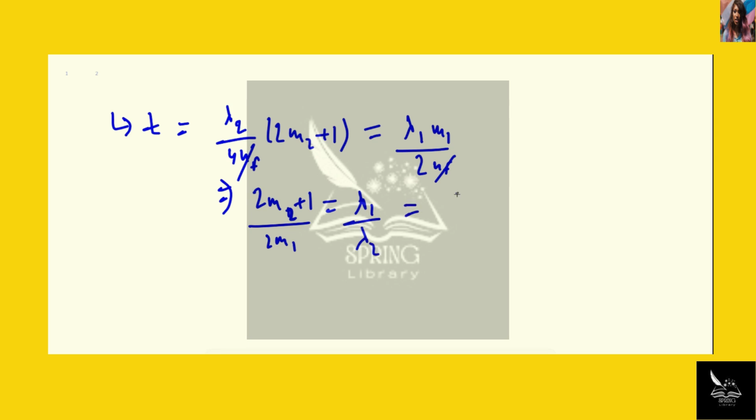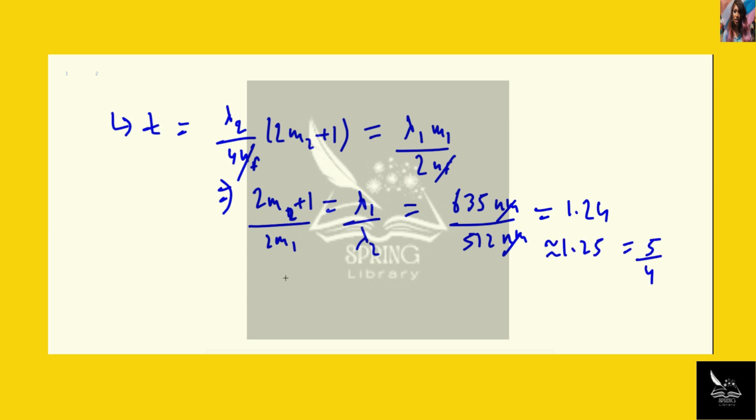So lambda_1 is 635 nanometers, lambda_2 is 512 nanometers, and so this gives us 1.24. Note that this is approximately 1.25, which is 5 over 4. So the denominator is 4, meaning m1 is 2. The numerator is 5, meaning m2 is also 2. So therefore, m1 equals m2 equals 2.